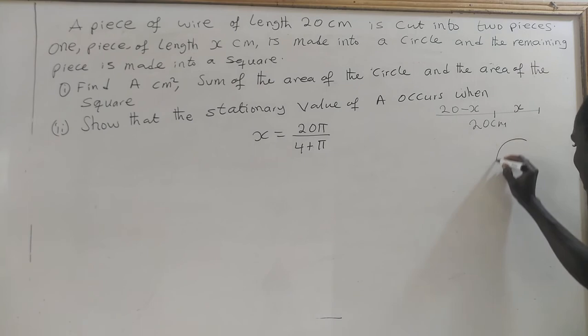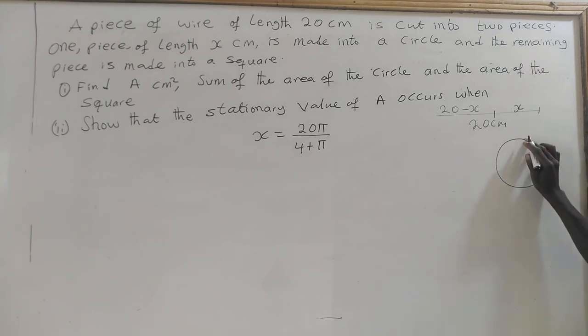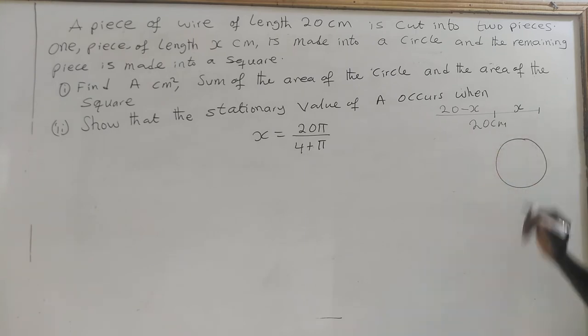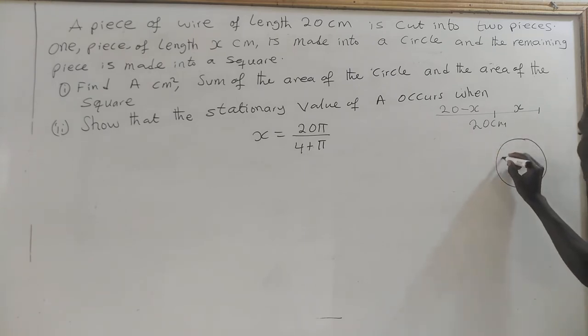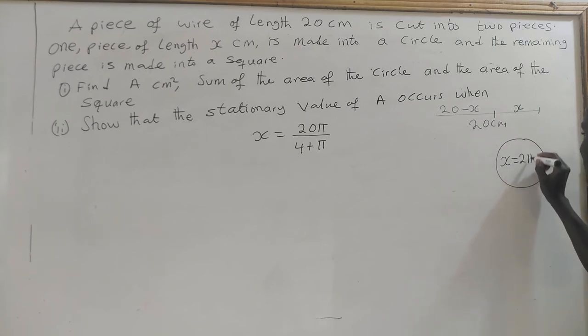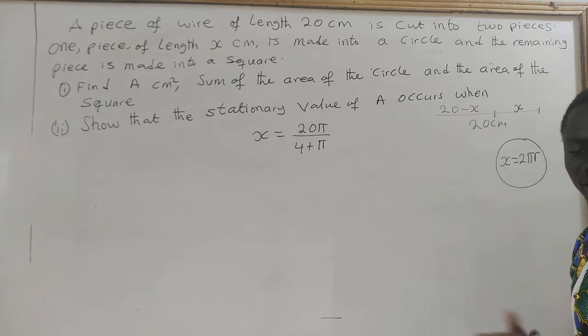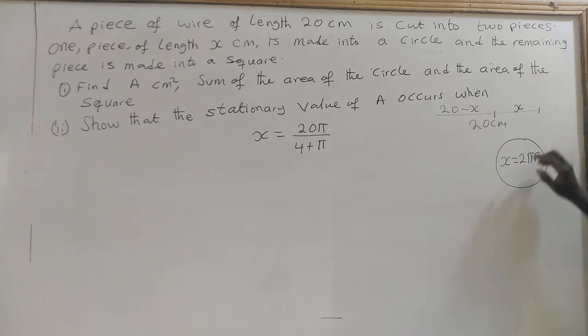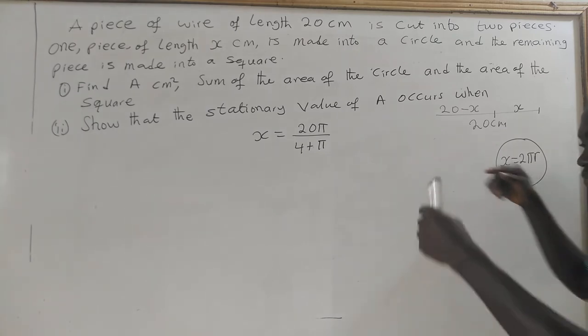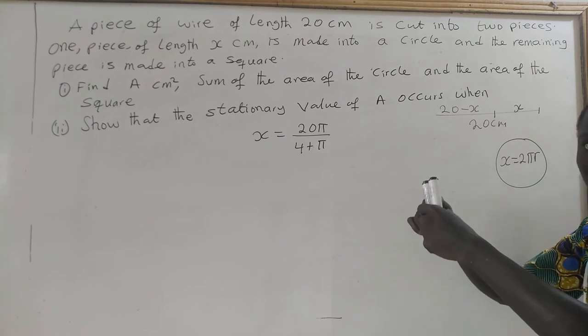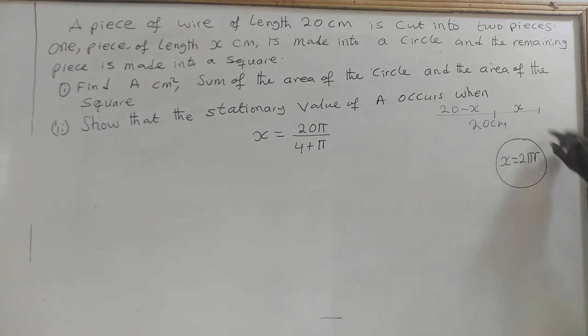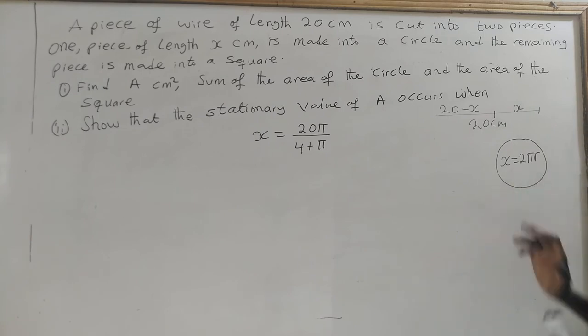This is our circle of length x, which means that the circumference of this circle is equal to x. So here, x equals 2 pi r. Very, very simple as that. I have a wire which is x centimeters long. If I use it to form a circle, the circumference of the circle will be x centimeters long and it is equivalent to 2 pi r.